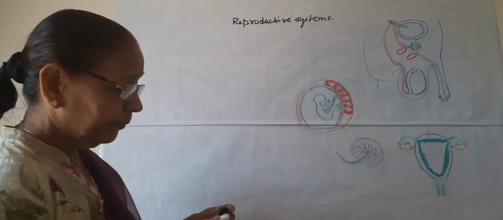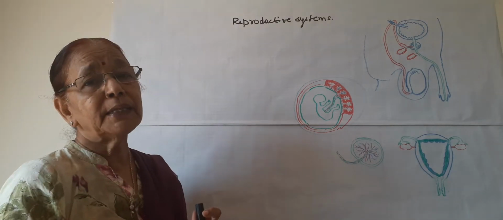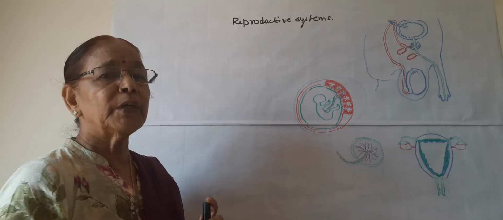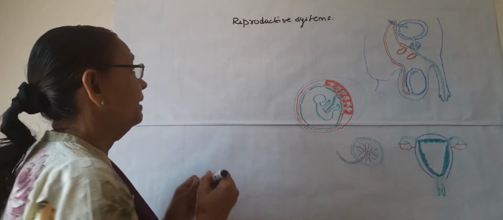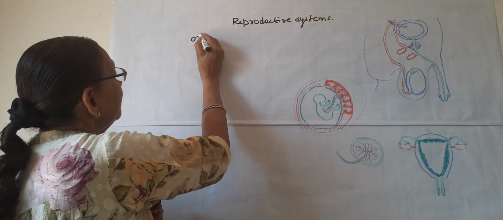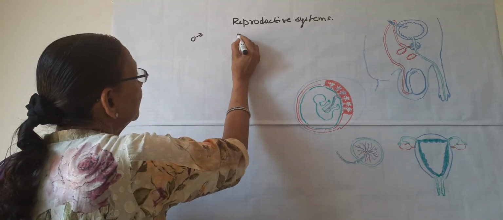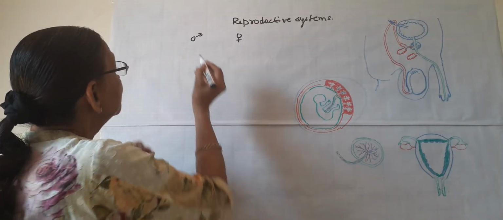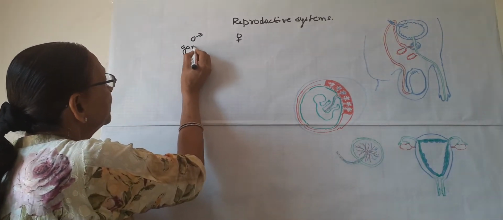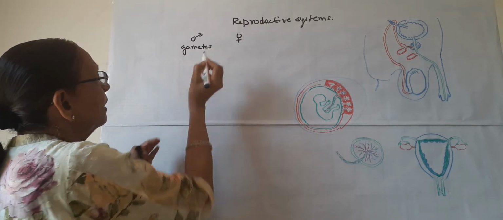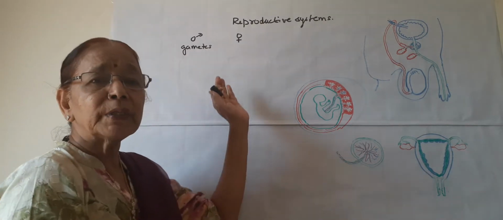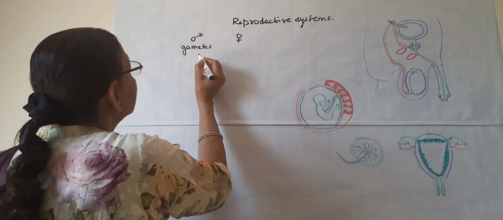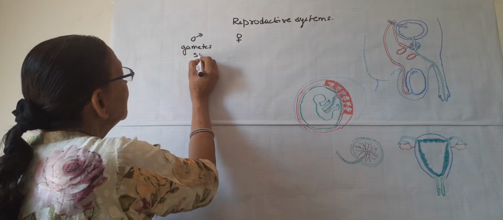All of you know that in human beings sexual reproduction takes place, and in sexual reproduction two parents are needed. One is the male parent, this is the sign of male, and the other is the female parent. Both of the parents produce gametes. These gametes are also known as germ cells or sex cells. In male, the male gametes in human beings are known as sperms.